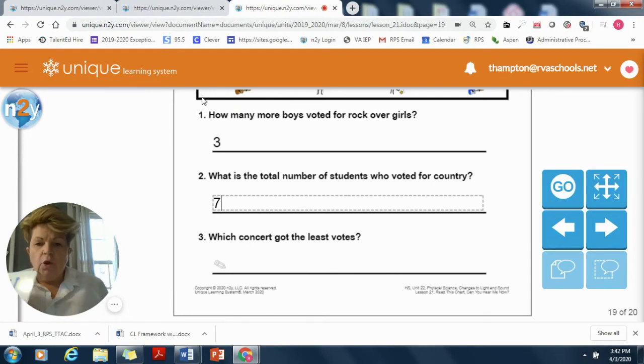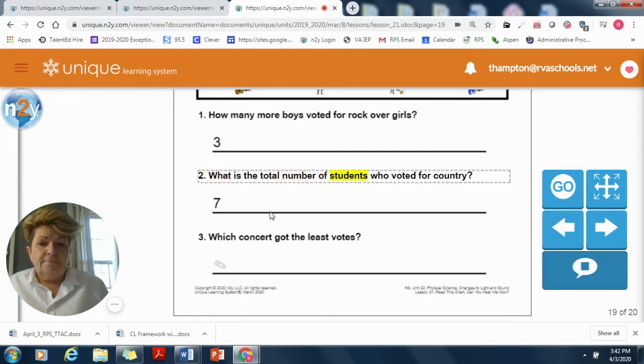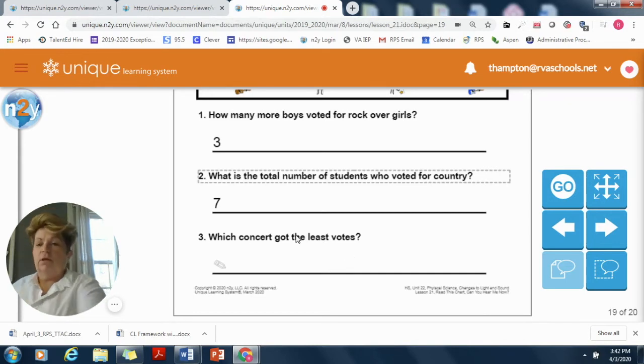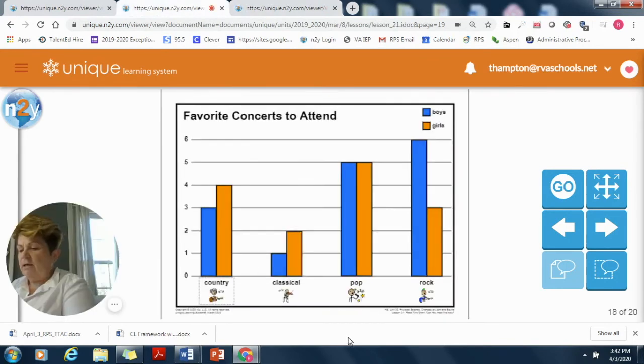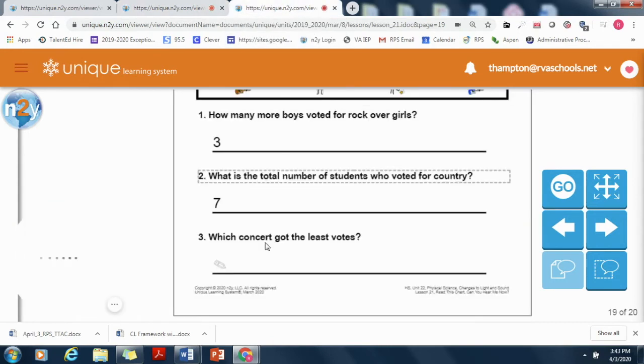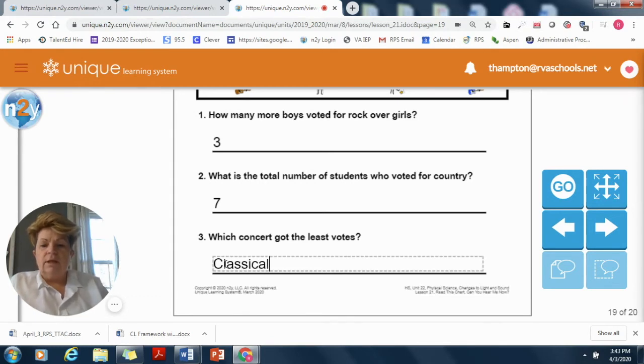7. Excellent. Now, which concert got the least votes? Total told us that we were going to add, but here we have to know the least number of votes. Which concert had the least? Let's go back to our graph and look at all of the bars. Which one has the least? If we just look at it, it's kind of obvious, right? We look at classical and we have 1 for the boys and 2 for the girls. Is there another set that is the least? There isn't. So do we necessarily have to do the math? No, because visually we can see that classical has the least amount of votes. Classical.